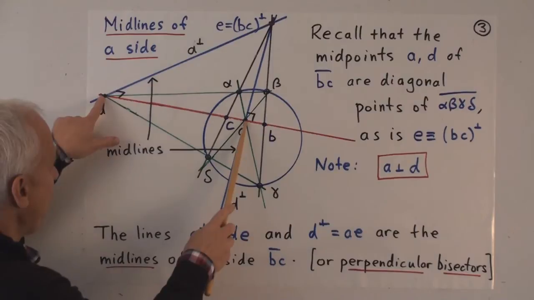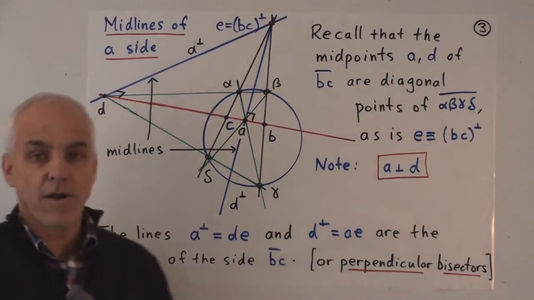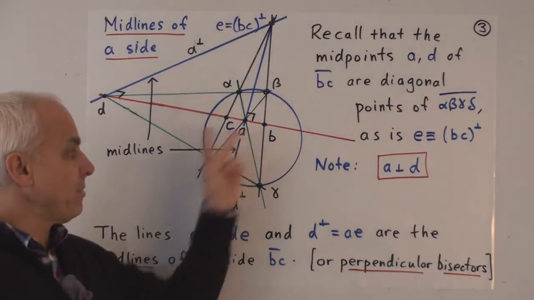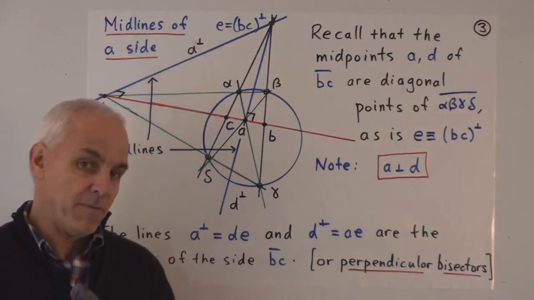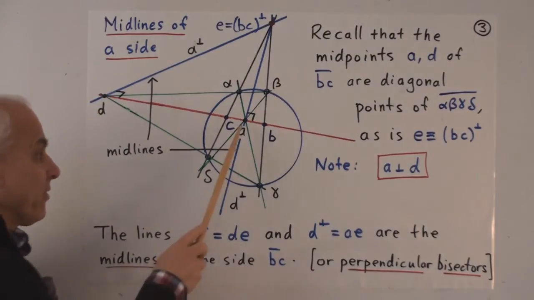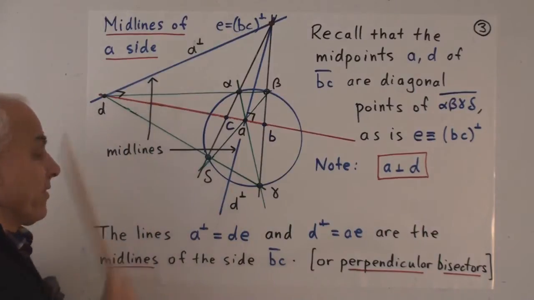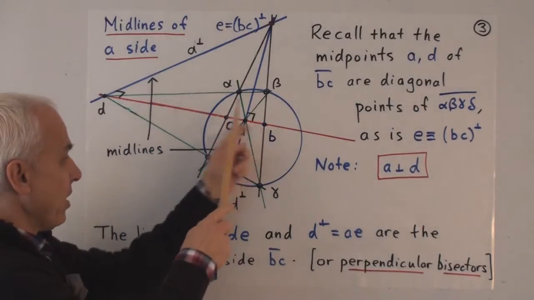So the two new diagonal points, A and D, they are the midpoints of the side BC. And we've seen that that means that if we reflect in A, or if we reflect in D, then B and C are interchanged.